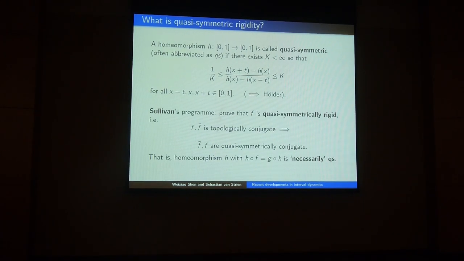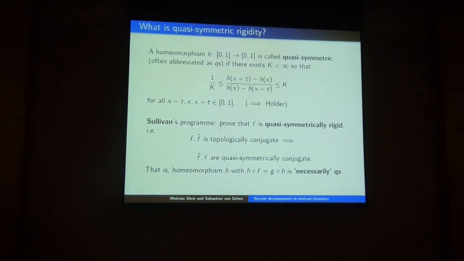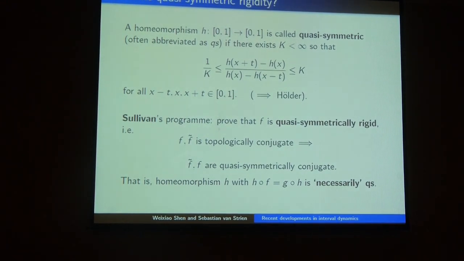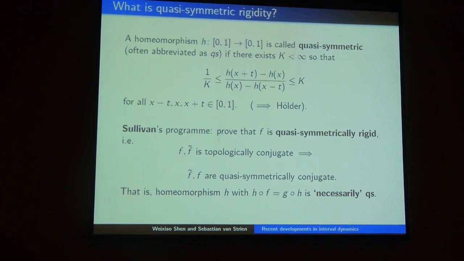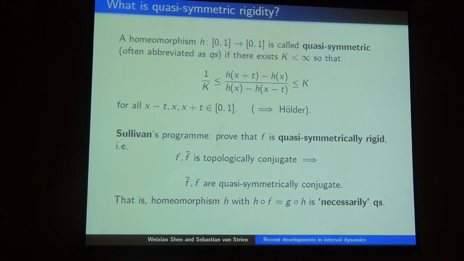It's something like a smoothness property. There's a problem due to Sullivan, which I'll discuss on a later slide, which is to try to prove something like quasi-symmetric rigidity. It says, suppose you have two maps which are the same from a topological point of view, then in fact they're quasi-symmetrically the same. In general, of course, a homeomorphism can be rather complicated. Here, even though these maps have very little in common, except that the topological orbit structures are the same, automatically this conjugacy will inherit some smoothness. It's not differentiable, but it has this very strong property.